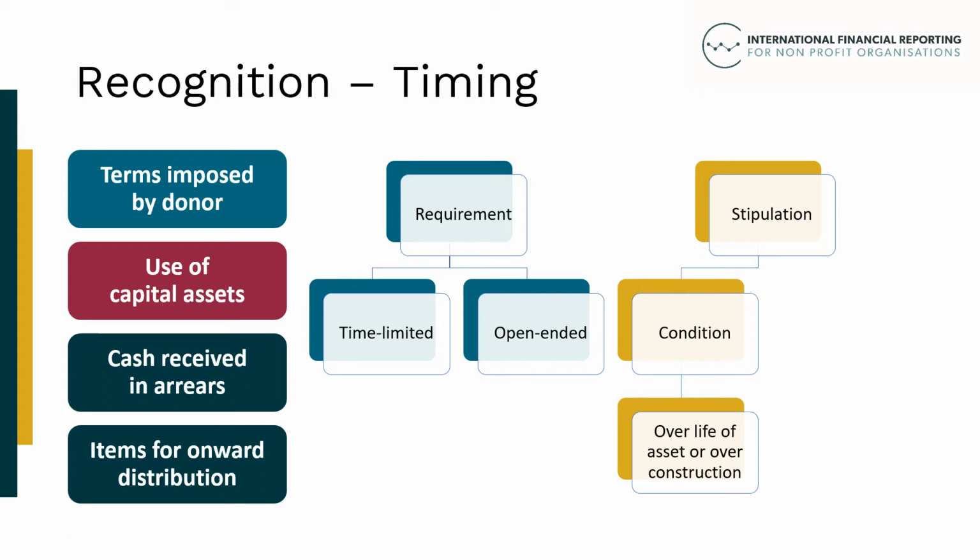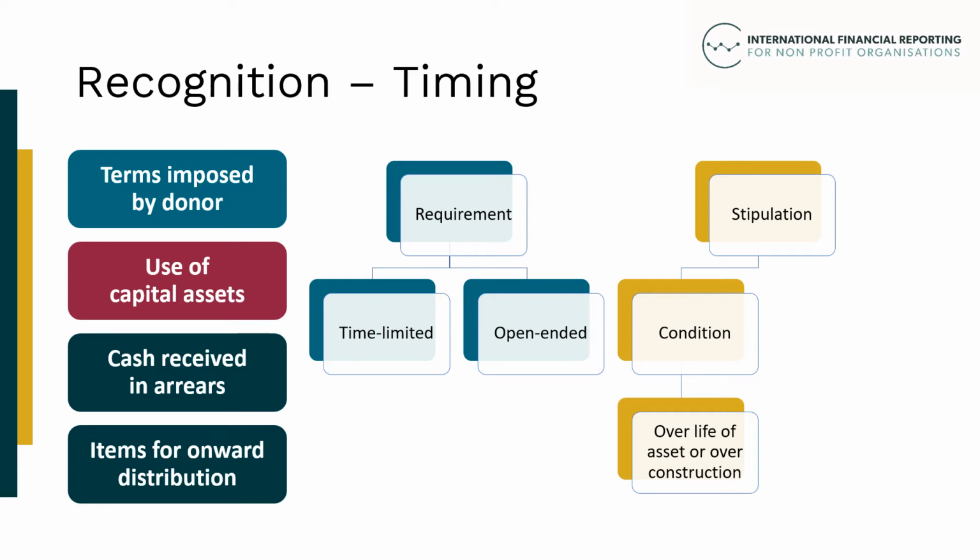An example would be where a donor provides funds to an NPO to build a school, with the condition that the building is used for teaching for a minimum of 20 years, with the donor being entitled to a refund if the condition is not met. So in this example, the question is whether the condition relates to the whole life of the school, the 20 years it's required to be used as a school, or the number of years it took to build the school.